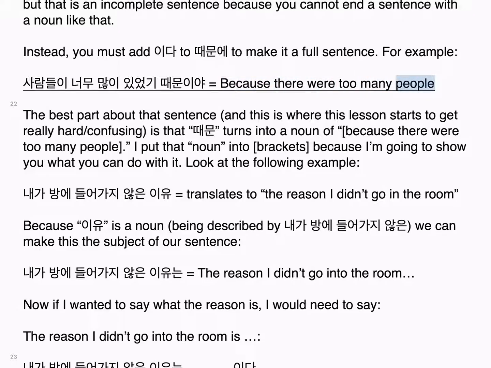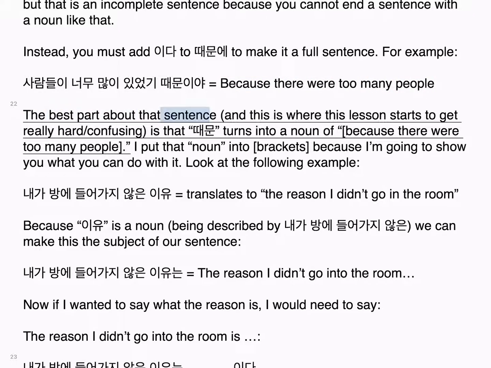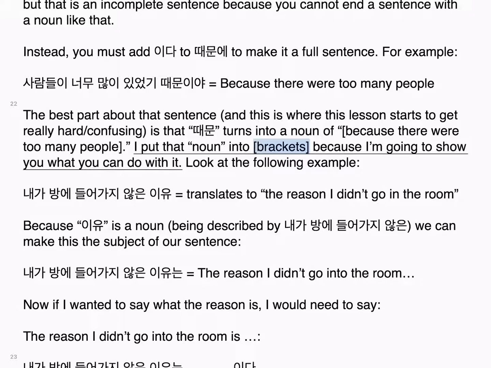Because there were too many people. The best part about that sentence, and this is where this lesson starts to get really confusing, is that 때문 turns into a noun. I put that noun into brackets, because I'm going to show you what you can do with it. Look at the following example: 내가 방에 들어가지 않은 이유. It translates to "the reason I didn't go in the room," because 이유 is a noun, being described by 내가 방에 들어가지 않은.